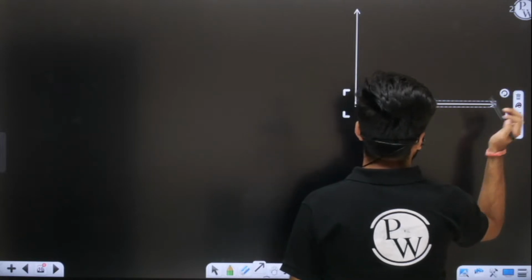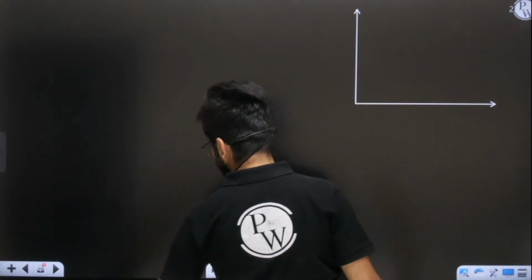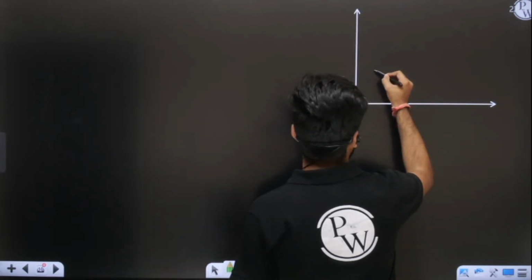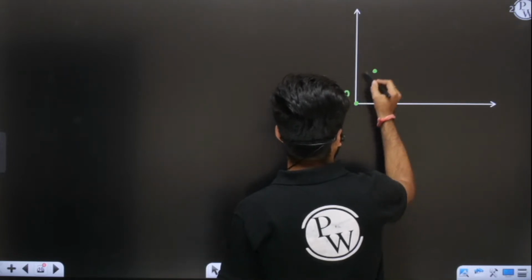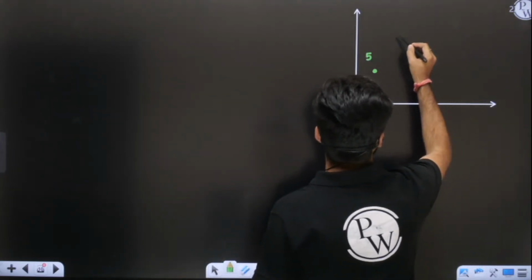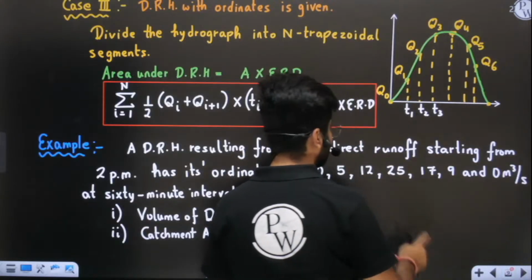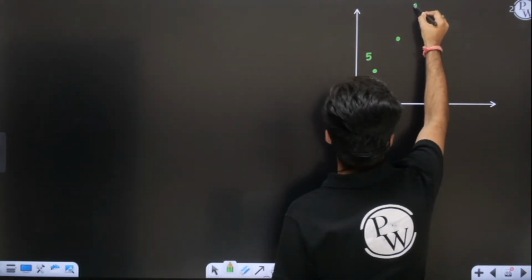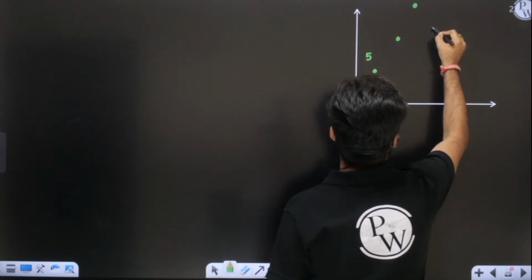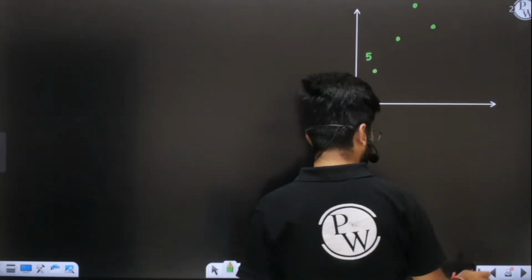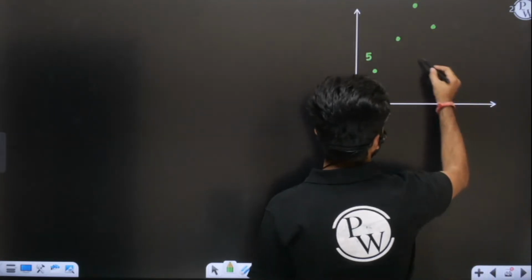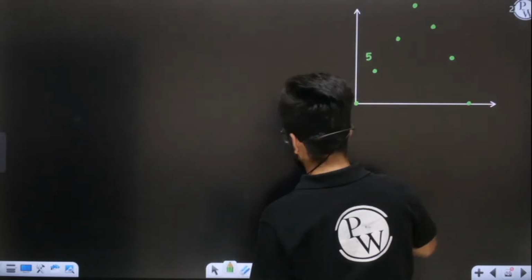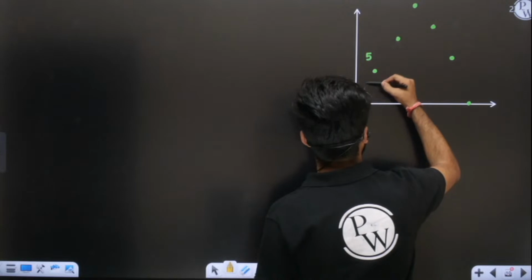Sir, it will be somewhat like this. We have the values 0, 5, 12, 25, 17, then 9, then 0. Like this we have. So this is your first.